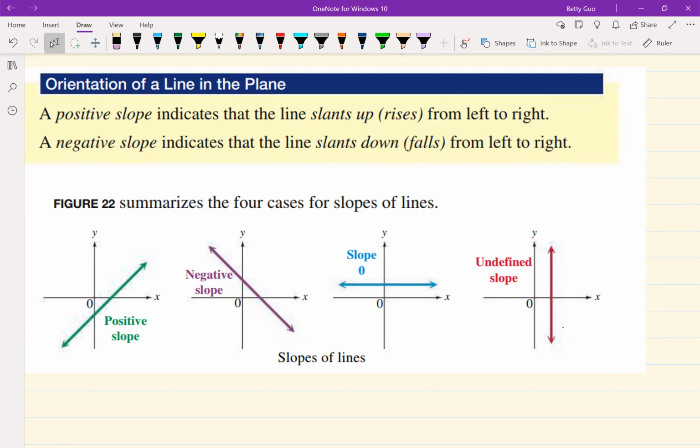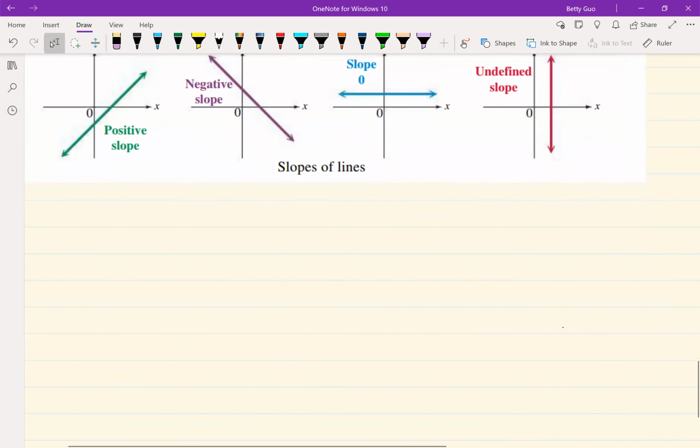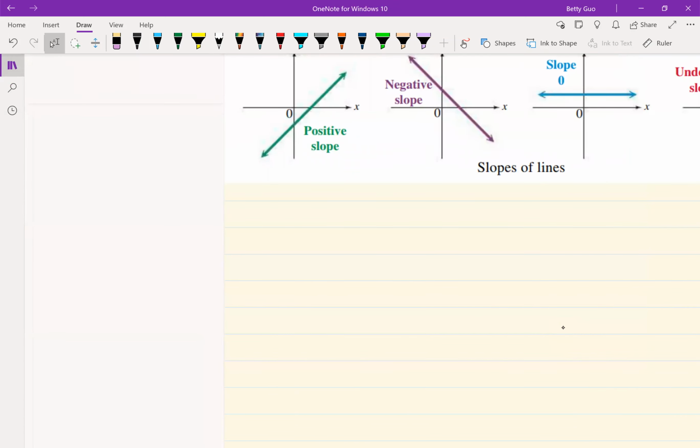You need to remember those 4 conclusions. What kind of straight line has a slope of 0? Horizontal. What kind of straight line has a slope undefined? Vertical. Very good. Now we can move to the next section.